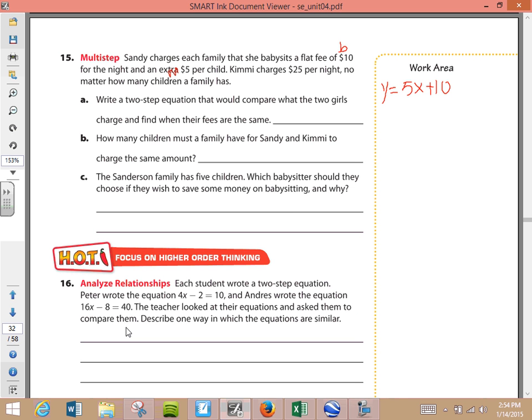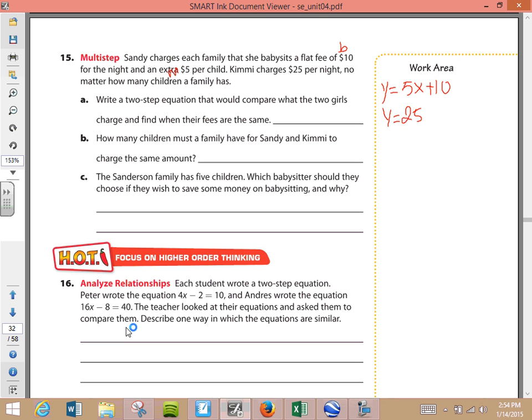It says Kimmy charges $25 per night, no matter how many children they have. So is that M or is that B? Or is that Y? What is it? That's Y, right? That's how much she charges. So we're like Y equals 25. That's it. She just charges a flat fee of 25, which is actually B and Y at the same time. That's the total, right? Yes.